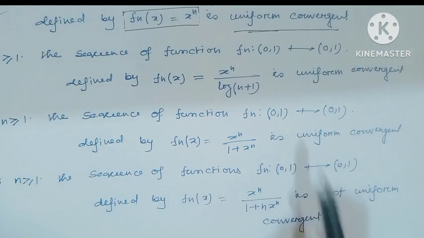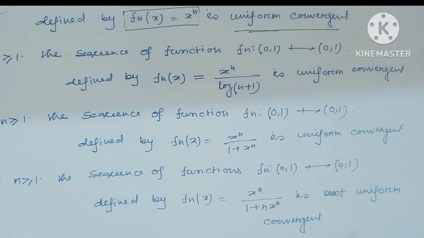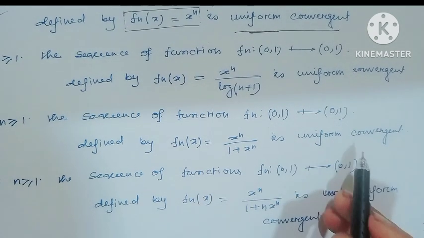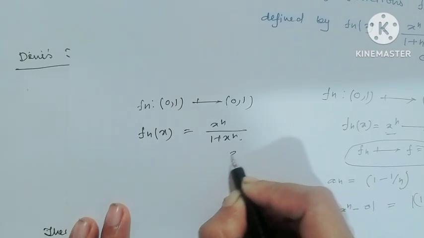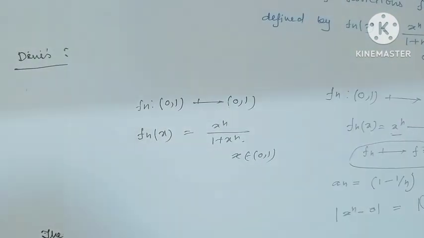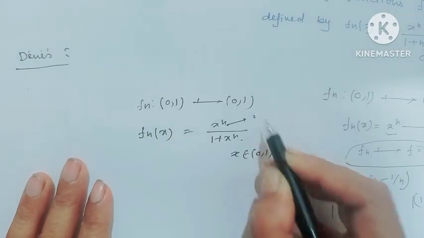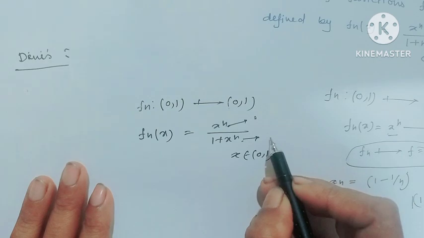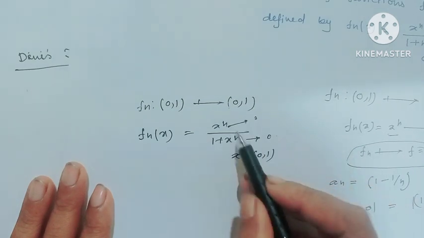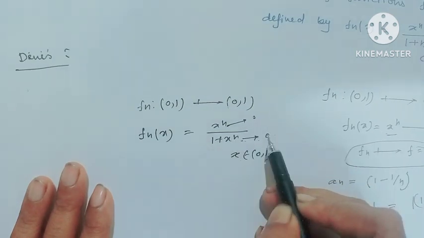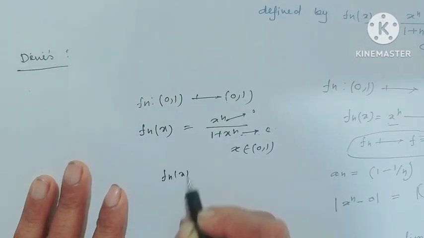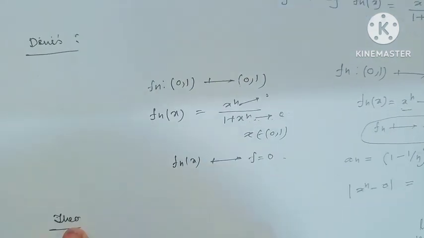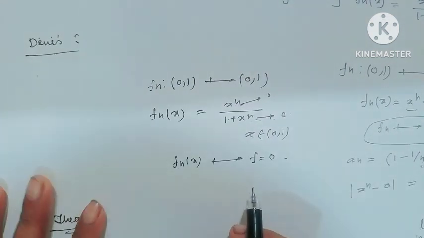So option 2 is a right option. Option 3: for n greater than or equal to 1, the sequence of functions, also defined from the open interval (0, 1) to (0, 1), fn(x) equal to x to the power n over 1 plus x to the power n. Is it uniformly convergent? Since x belongs to the open interval (0, 1), x to the power n tends to 0. So fn(x) converges pointwise to the function f equal to 0.